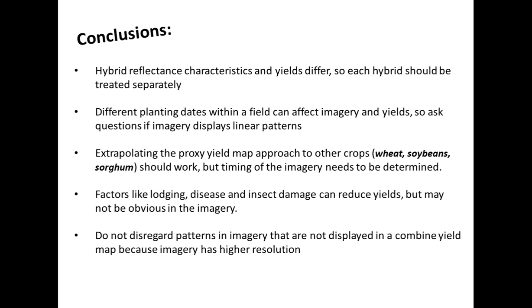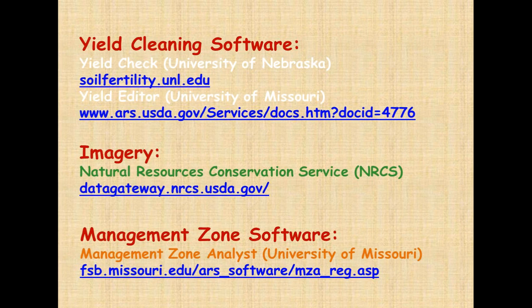And finally, if you've got yield maps or you want to gain access to imagery, at least if you're in the U.S., you can get some of this imagery free from the Natural Resources Conservation Service. The indications are that you can get software from either Nebraska or Kansas, or Missouri, I'm sorry, free for cleaning up yield maps. And if you're interested in management zone delineation for making management decisions, University of Missouri has some good software.